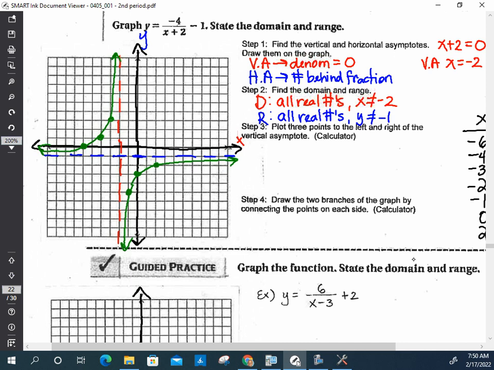Vertical, horizontal, domain, range, table, plot the points, draw the curves. Find the domain and the range. Find the vertical asymptote and the horizontal asymptote. Get your table, plot the points, draw the curve. So how long it takes is on you. It depends on how long it takes you to get each of the parts.